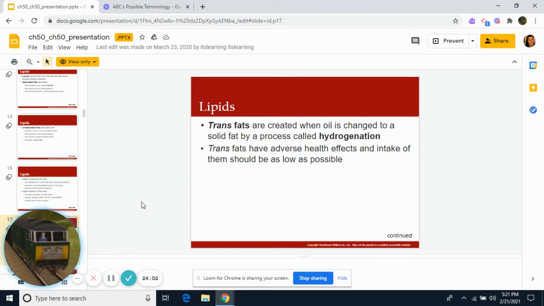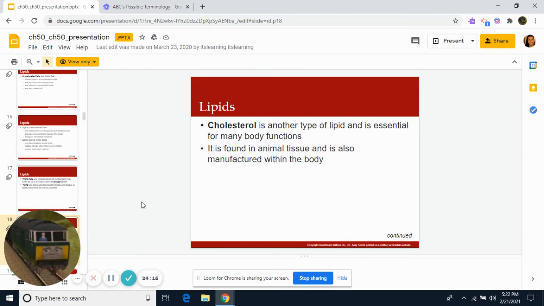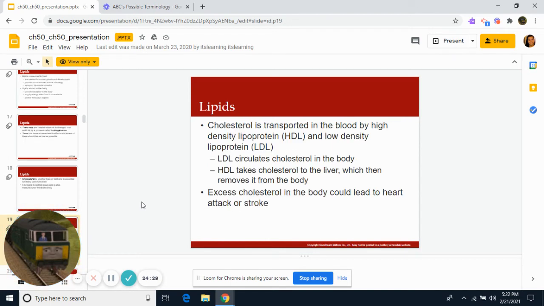Trans fats are created when oil is changed to a solid fat by a process called hydrogenation. Trans fats have adverse health effects, so keep them as low as possible. Cholesterol is another type of lipid. It is essential for many body functions. It is found in animal tissue and is also manufactured within the body.